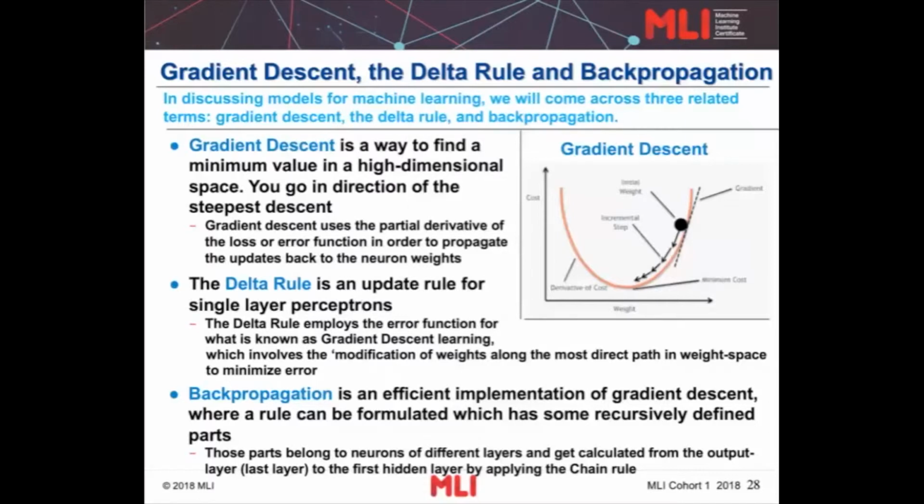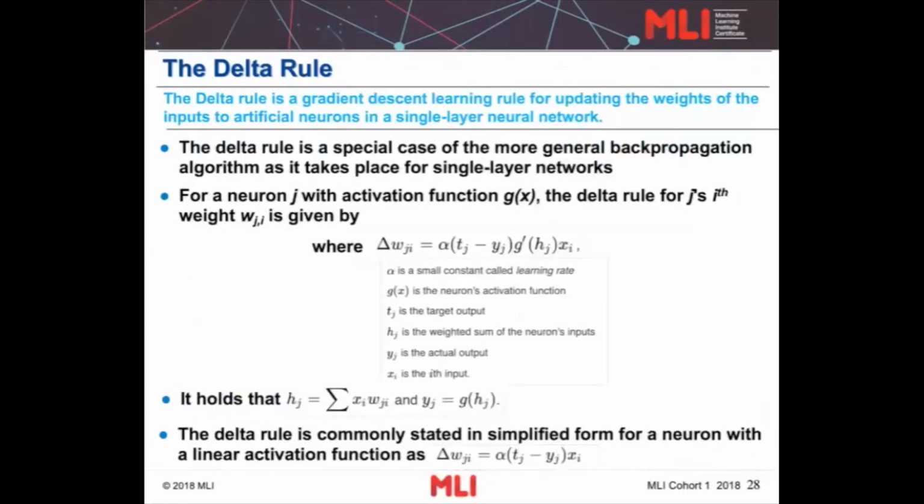So let's move right along. Here is the delta rule, and the delta rule is fairly simple. Basically, the thing to remember is that the delta rule itself can only be applied to neurons in a single layer neural network. That's why it's a special case of the more general backpropagation. So for a neuron j, with an activation function g(x), the rule for j's ith weight, or the change in the weight, is given by this equation, where delta w_ji, the change in weight, is equal to some alpha, which is our learning rate. And I'm going to say a lot about that.